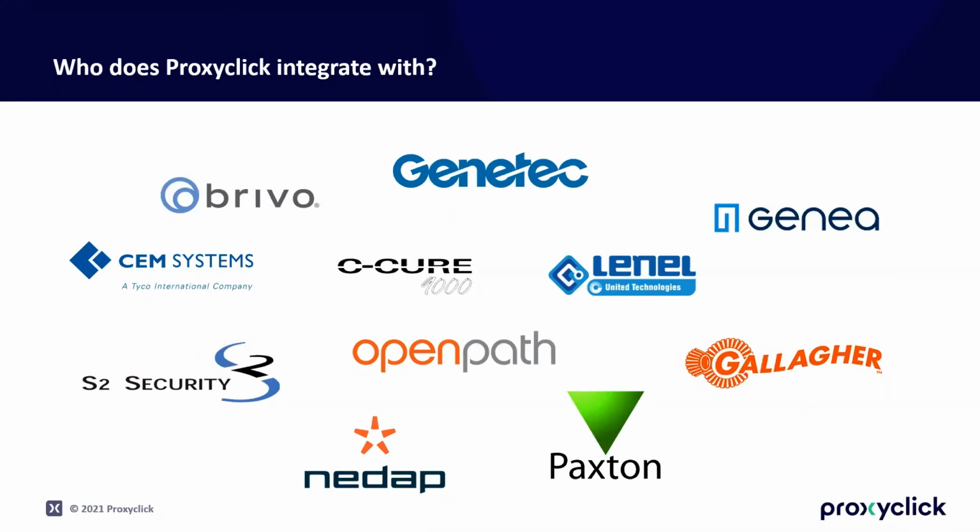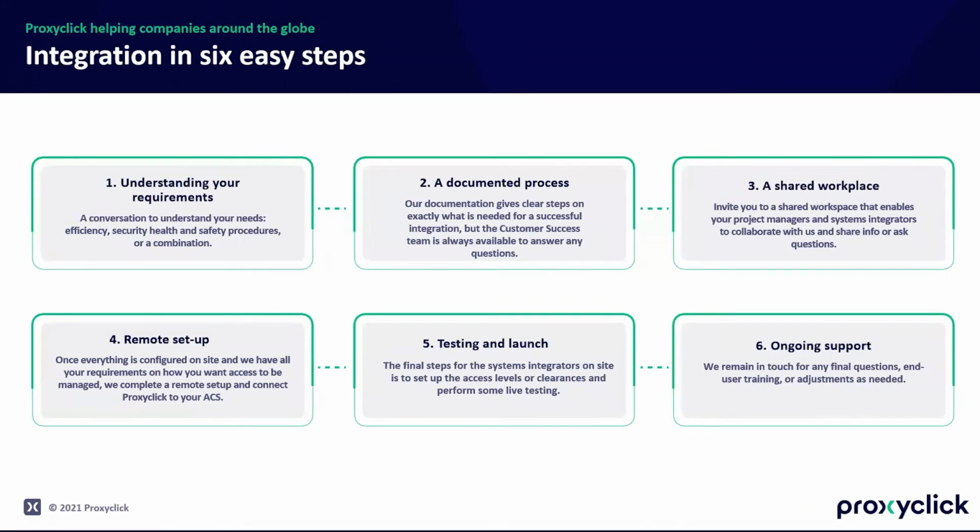Here we can see the systems we integrate with. You may be wondering how this works with Proxyclick being cloud-based. Initially, we integrated with established access control manufacturers that have systems that are traditionally installed on site. For these systems, we have a lightweight client software that needs to be installed locally to facilitate the communication between Proxyclick and the access control system. More recently, we've integrated with cloud-based systems such as Brevo, OpenPath, and Genia, where a direct connection and simpler deployment process is possible.